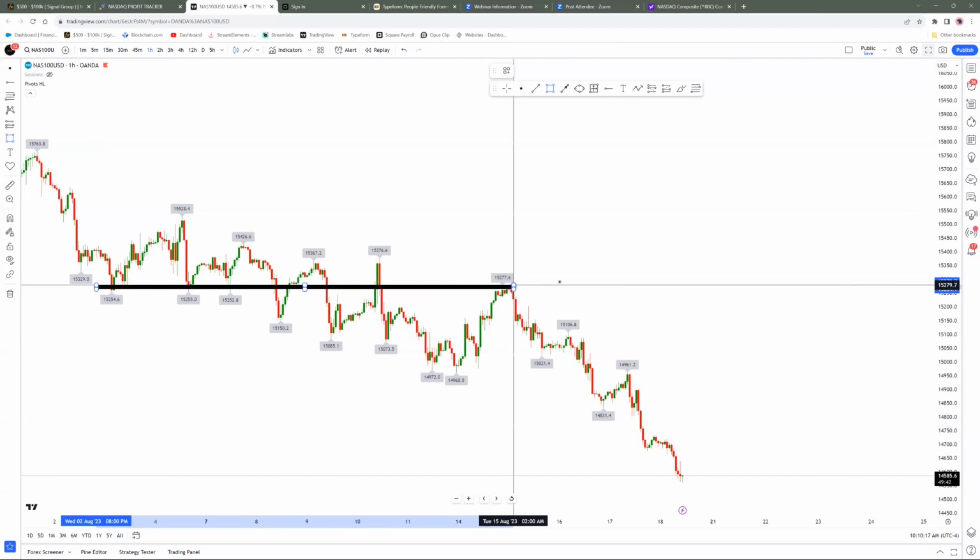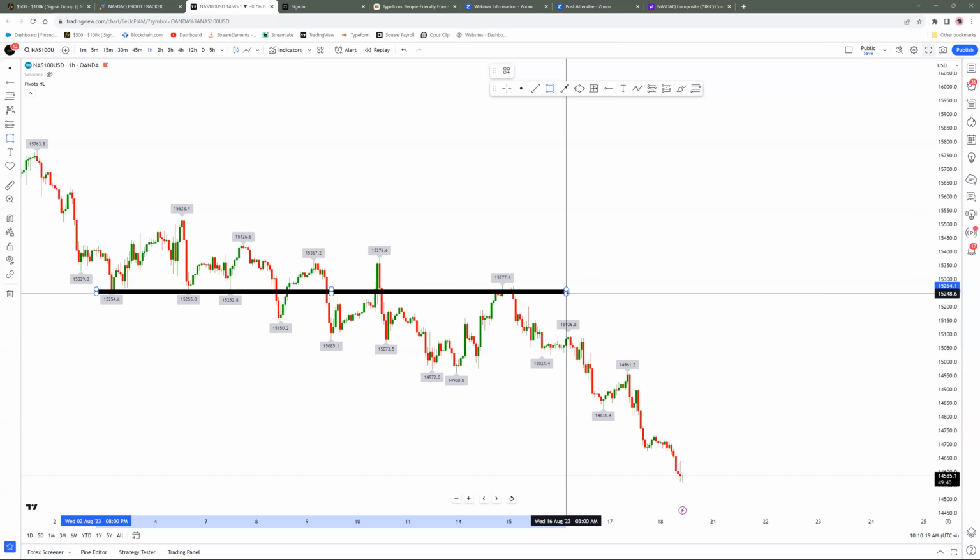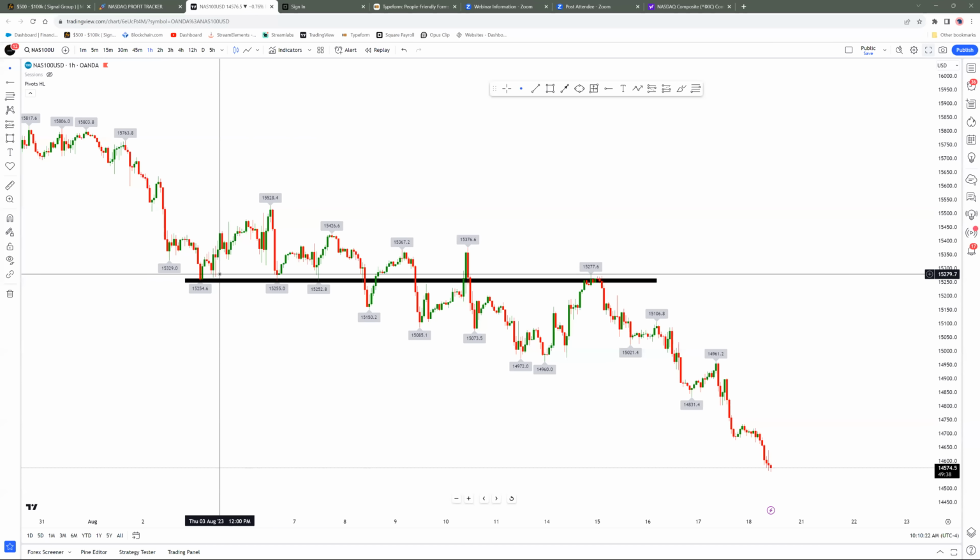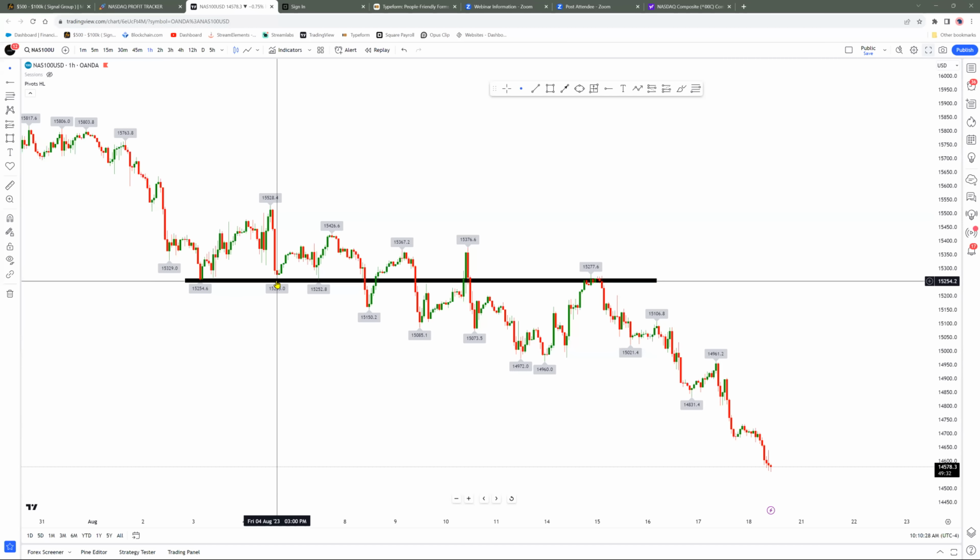The whole objective is to find out where price is telling you it wants to go. So as we can see here, 15,254 was a swing low, 15,255 is a swing low.